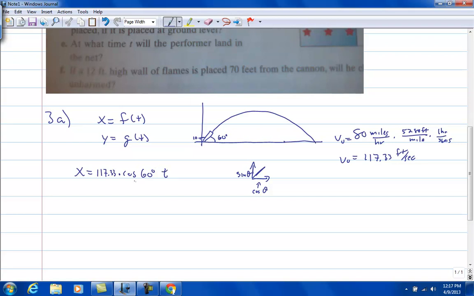Because that gives us a velocity. This is the x part of the velocity times t gives us the position, so how far across here it would be. Okay, what is that going to give us? X equals what? And my calculator is in radian mode, so of course I think we all know that cosine of 60 is 0.5, right?